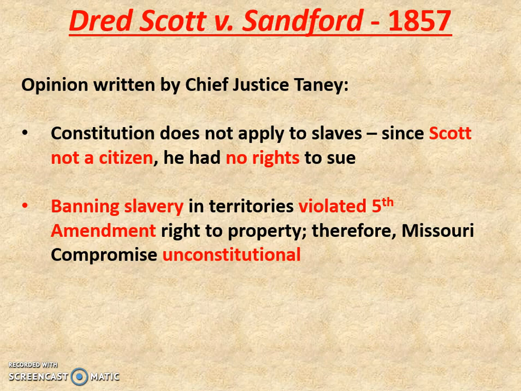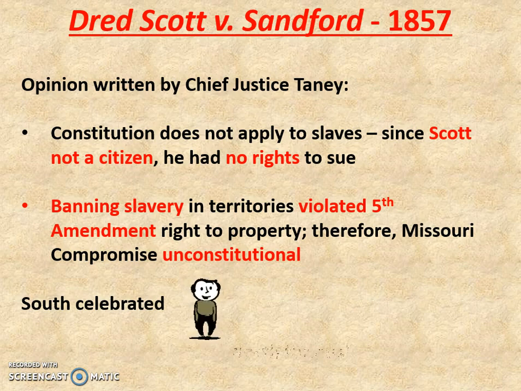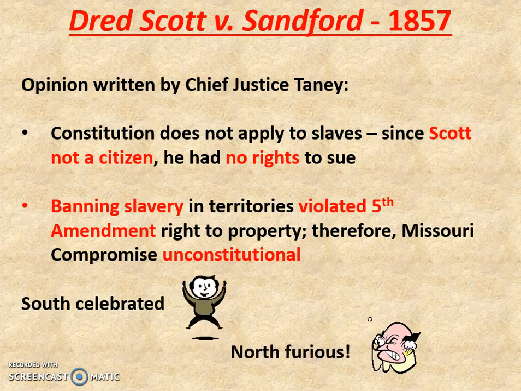But instead of stopping there, they went forward and said that this idea of banning slavery in the territories, as it happened during the Missouri Compromise and other laws, violated the Fifth Amendment right to property, and that therefore the Missouri Compromise was unconstitutional, as was any law that banned slavery anywhere in the United States. So for the South, this was a total victory, but the North was furious at this decision.